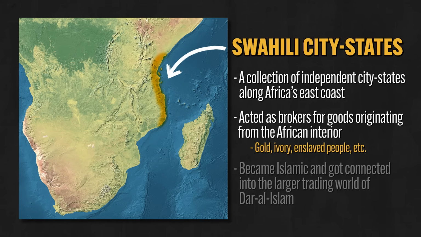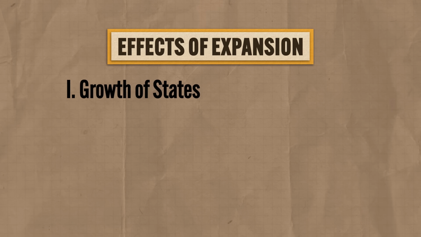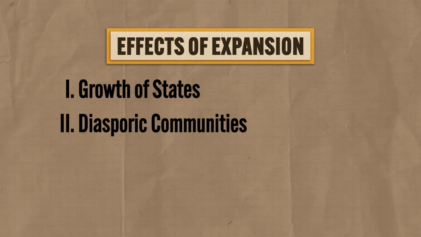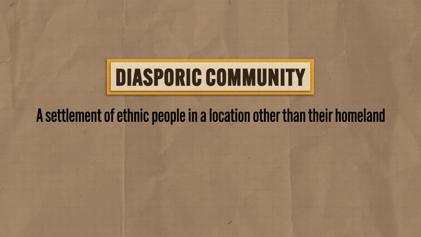And then under the influence of Muslim merchants, the Swahili states became Islamic and got connected to the larger trading world of Dar al-Islam, and that only increased their power and economic prosperity. And then another effect of the expansion of these routes was the establishment of diasporic communities. And since I'm guessing you don't throw words like that around in normal conversation, let me define it. A diasporic community is a settlement of ethnic people in a location other than their homeland.